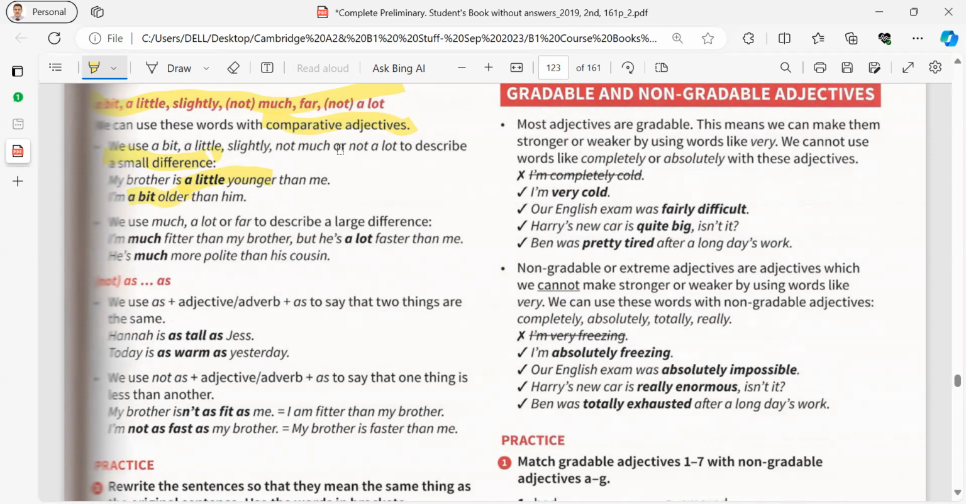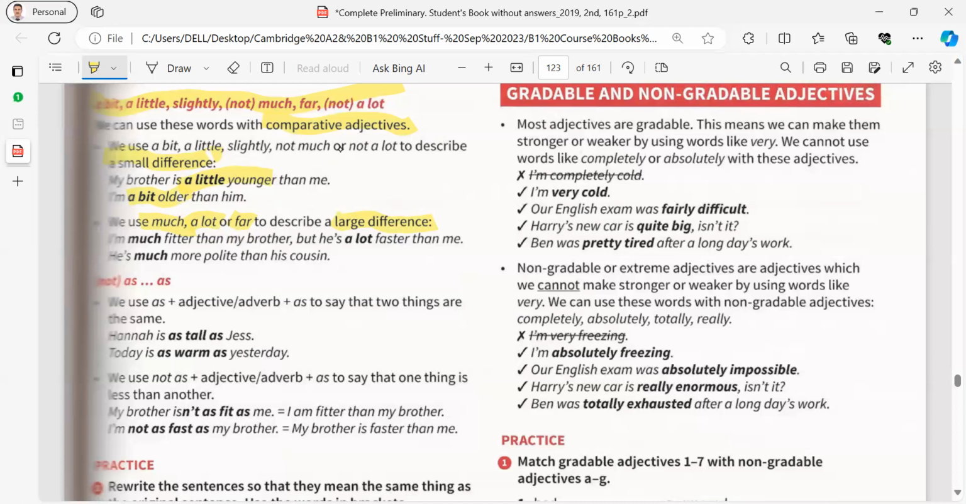You have a large difference. طب لو في فرق كبير بينكم, in this way use much, a lot, far. Again, for big difference or large difference, use much, a lot, far. For example, I am much fitter than my brother, but he's a lot faster than me. He's much more polite than his cousin. Okay, Nawaf? Does that make sense?